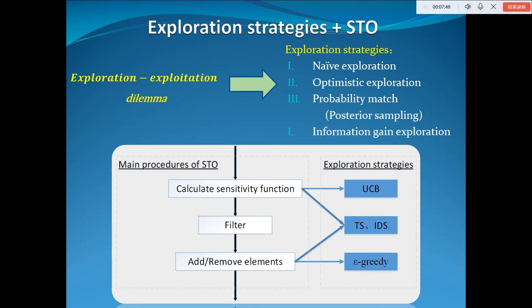There are four kinds of approaches to balance exploitation and exploration, and we will choose the most representative method among each kind to combine with structure topology optimization to extend the searchability. Those exploration strategies will influence the process of calculating sensitivity or updating elements or both.